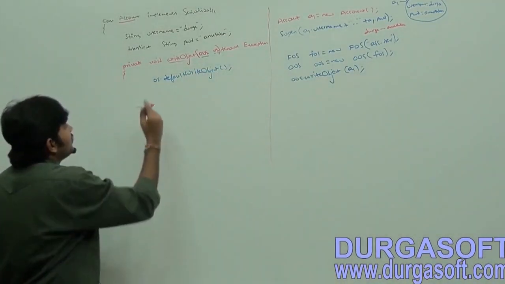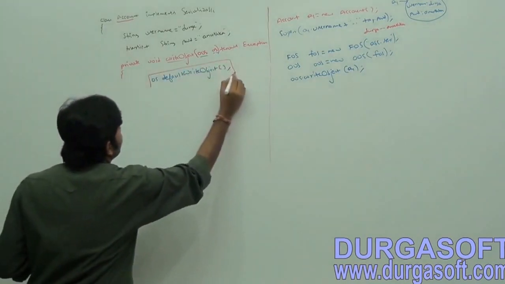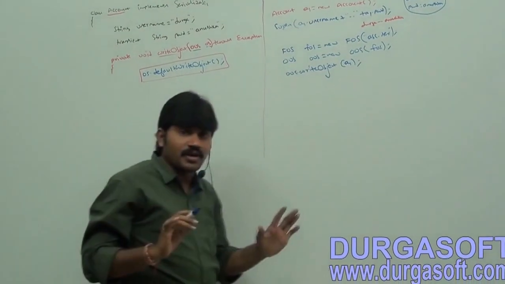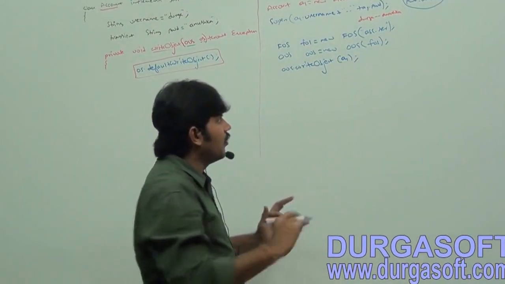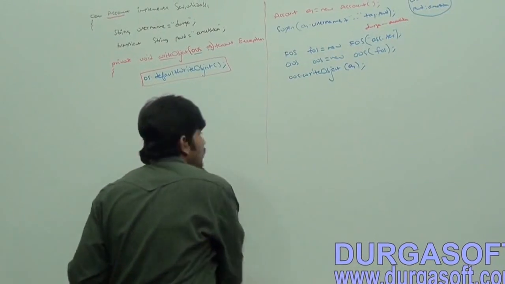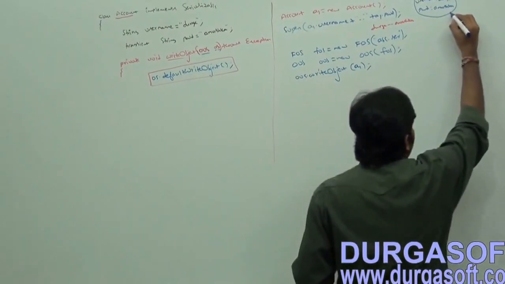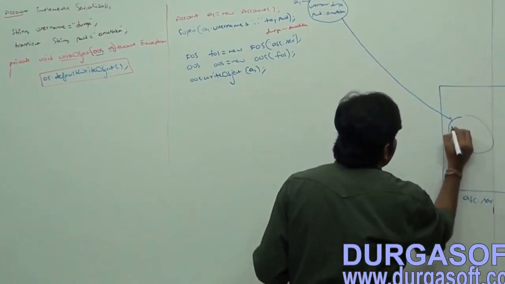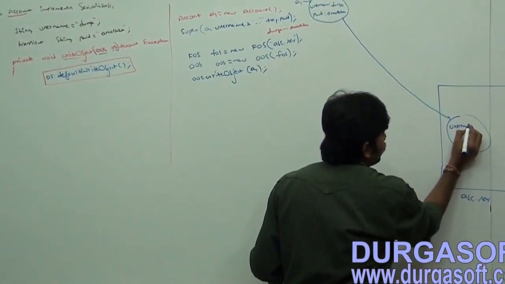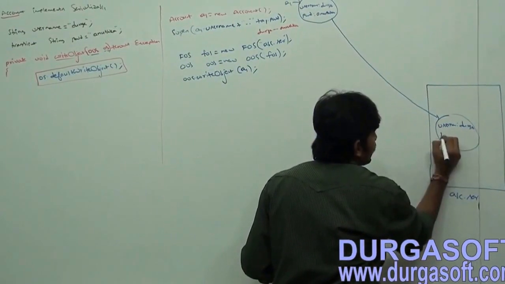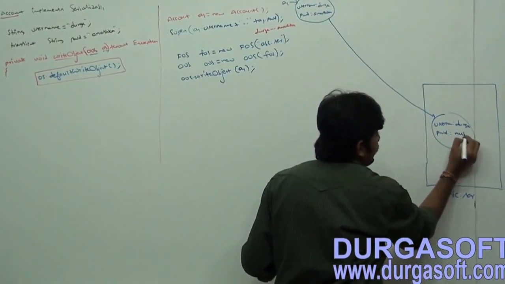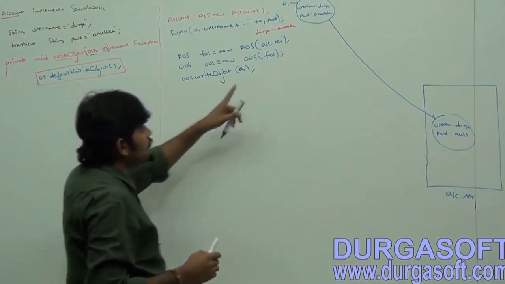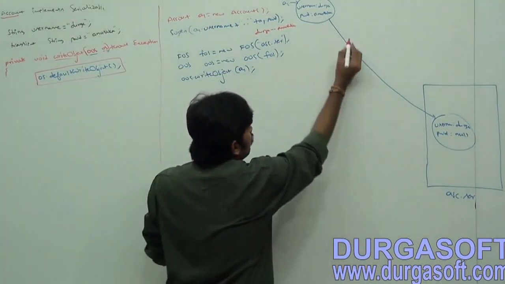Do you know? This is for default serialization. OS.defaultWriteObject is meant for default serialization, right? Just because of this line, default serialization is going to happen. Can you tell what is the username? Durga. And what is the password? Null. Default serialization, right?